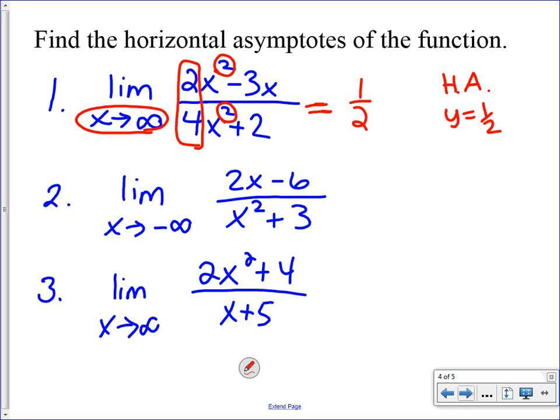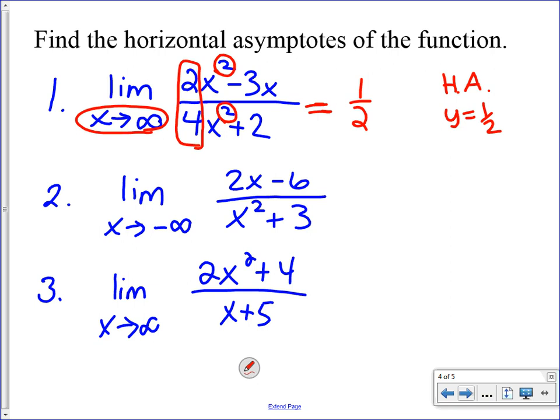Your horizontal asymptotes basically tell you what your end behavior is. So at the end of the graph, your y values are approaching 1/2. And that actually would be the same if x was approaching negative infinity. You get the same answer. All right, let's look at number 2.